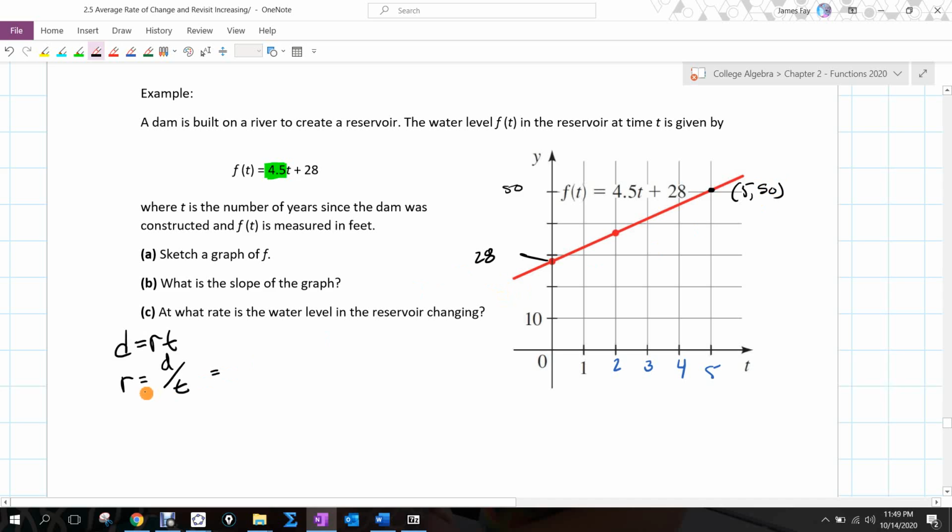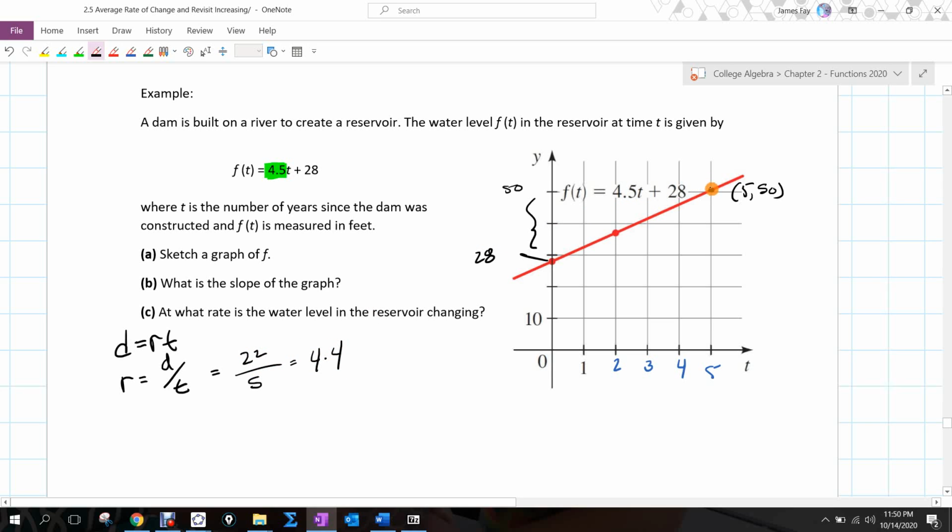So if I ask you, what is the rate of change? Well, distance would be that there, so it's 22. And then the time would be 5. Then I would have 22 over 5, which is, now I'm off a little bit, 4 and 2/5, which would be 4.4.